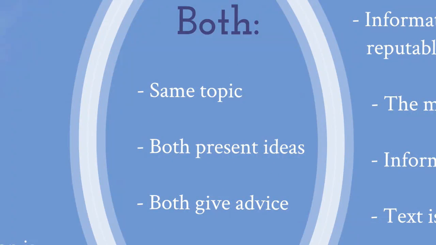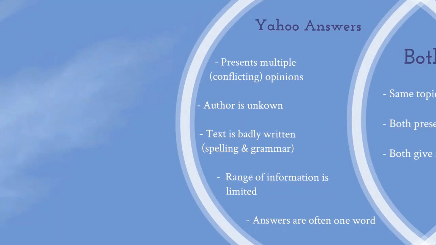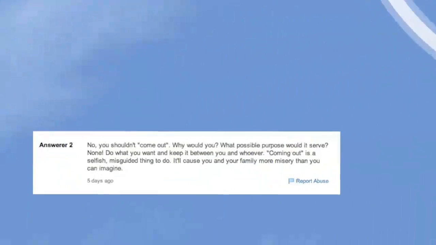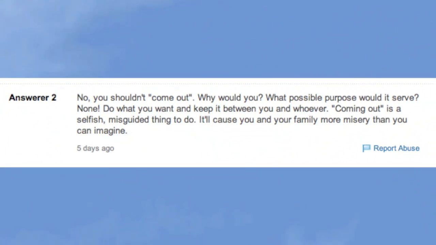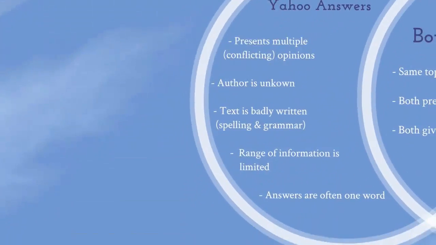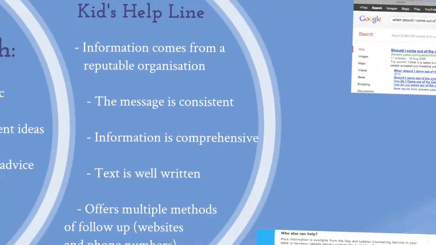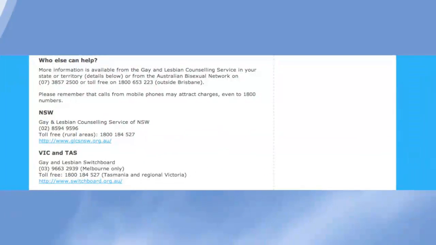As you can see, there are similarities in both pages. Both relate to the same topic, in this case sexuality. Both present some sort of information, and both give advice. If we look at the Yahoo Answers page, we can see that multiple conflicting views are present, one of them quite possibly damaging to a child if they were to take it seriously. The author is unknown, and in this case, the text is badly written. On the other hand, the Kids Helpline site presents a consistent message that is more comprehensive, comes from a well-known, reputable source. It also offers kids several avenues of follow-up information.